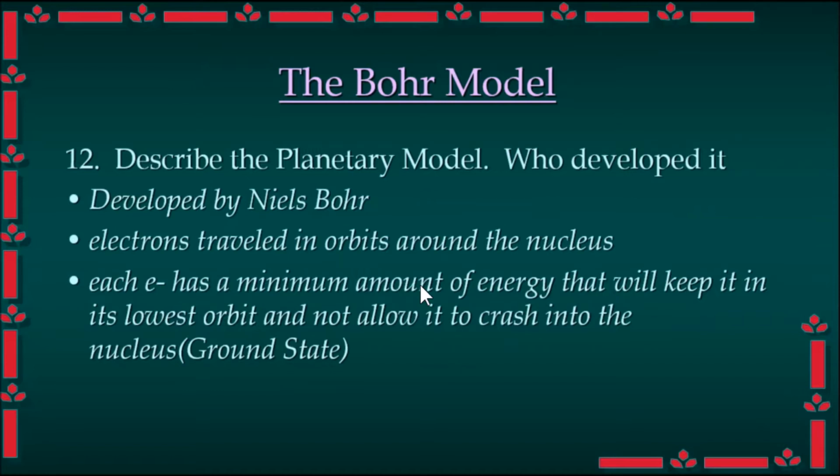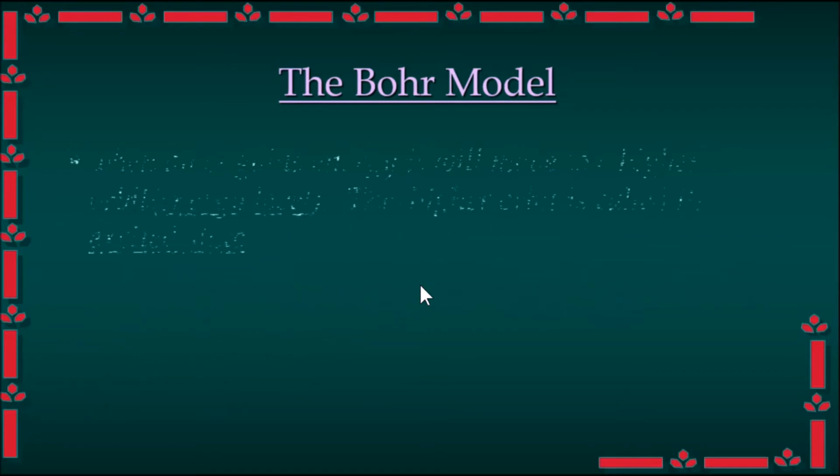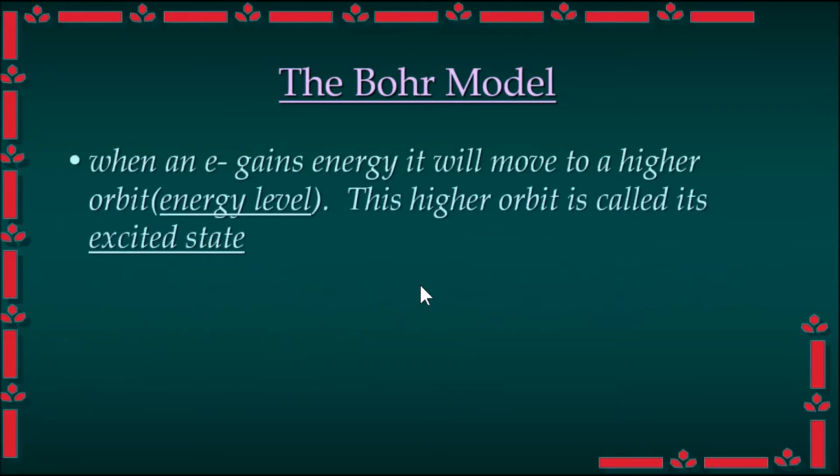Each electron has a minimum amount of energy that will keep it in its lowest orbit and not allow it to crash into the nucleus. That is ground state. We got that one? Okay, when an electron gains energy, it will move to a higher orbit or energy level. This higher orbit is called excited state.